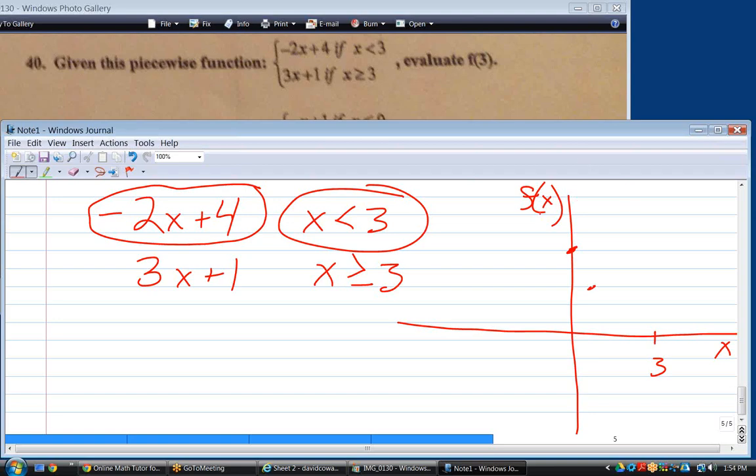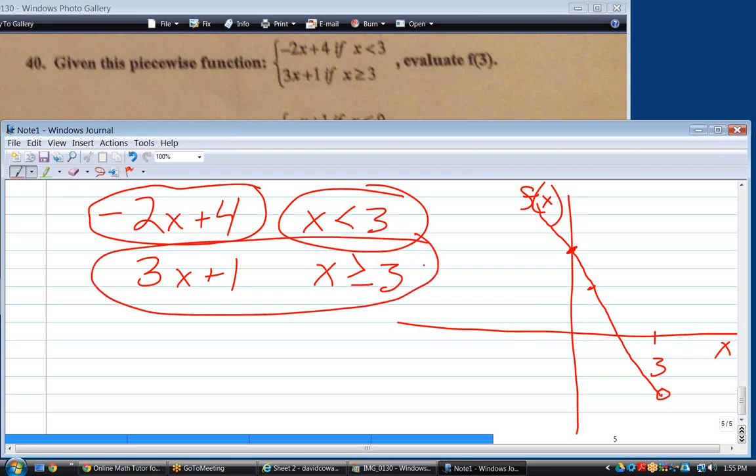Okay. So that's our line, but it only goes to where x is 3 with an open dot right there, because it's only when x is less than 3 that this is our function. Now, to do the bottom part, in other words, everything to the right of 3, where's the best place to start? At 3.